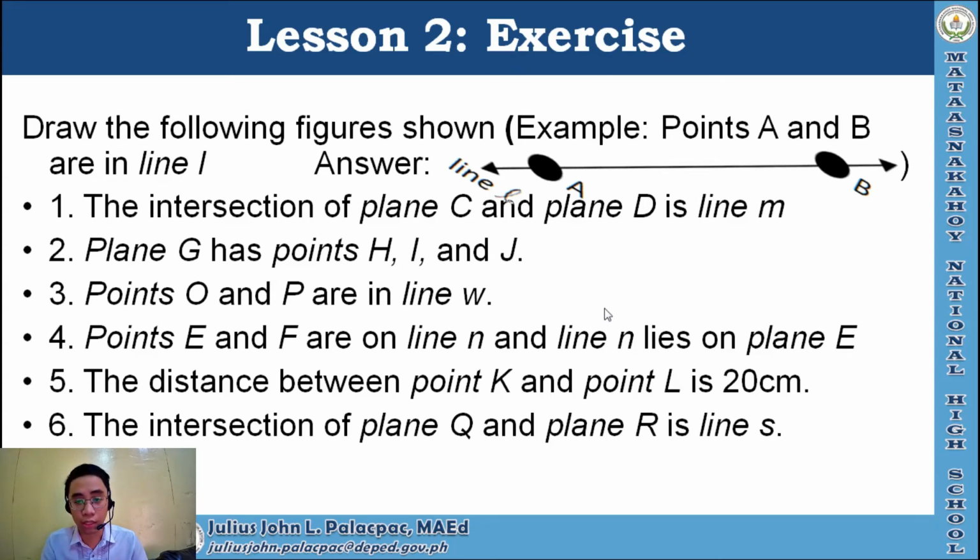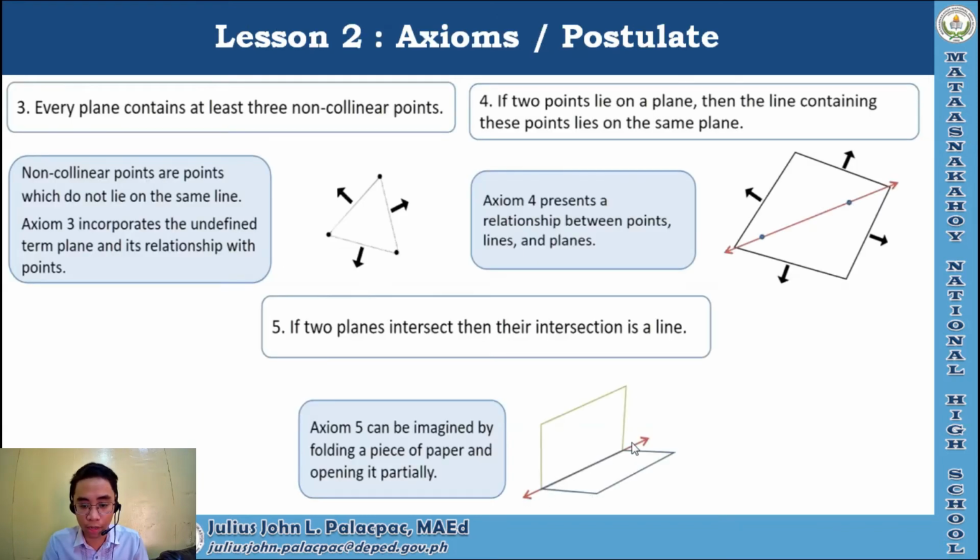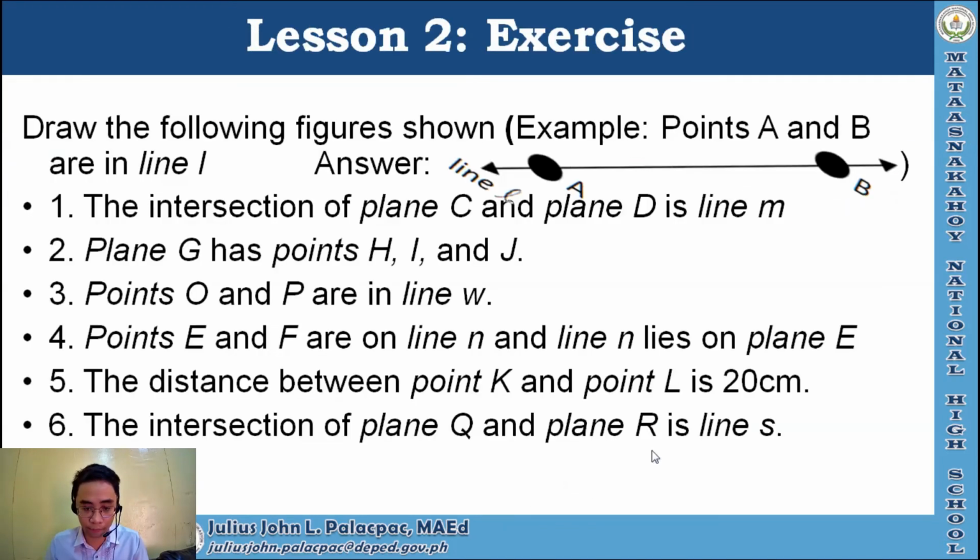Draw the following. So example, points A and B are in line L. So dalawang points, point A at point B, nasa isang linya na tinatawag na line L. So gagawa lang kayo ng sarili nyong figure out of this given. The intersection of plane C and plane D is line M. So, gagawa kayo ng plane C tsaka plane D, and then mag-intersect sila sa isang line M. Parang ito. Line M, plane C, plane D.